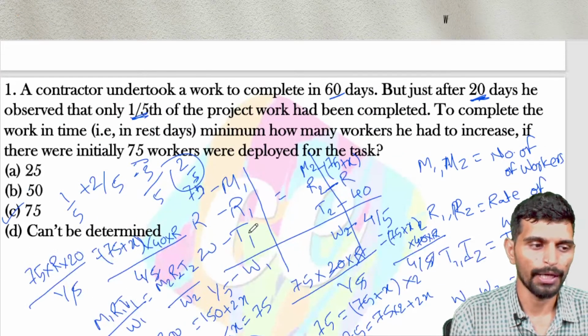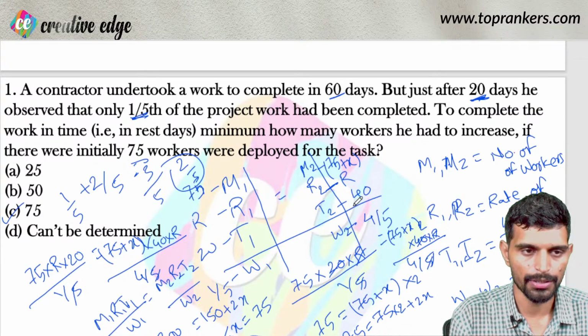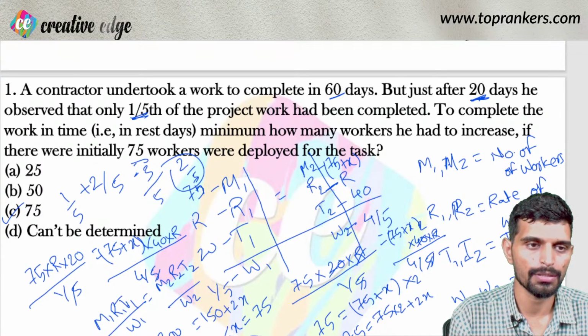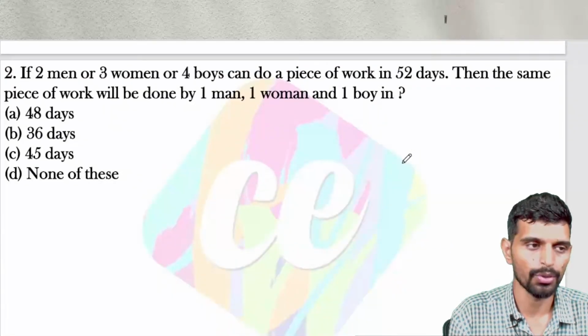So I hope you guys are able to relate with both approaches, that is the calculation approach and the other one by using common sense. Let's move to question number 2.